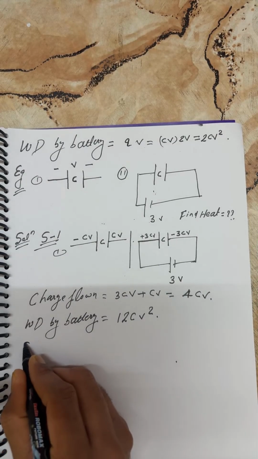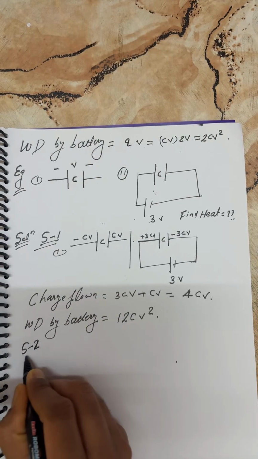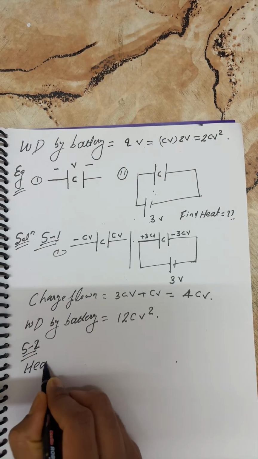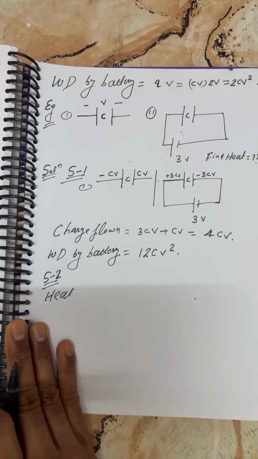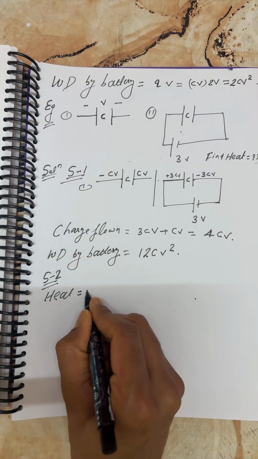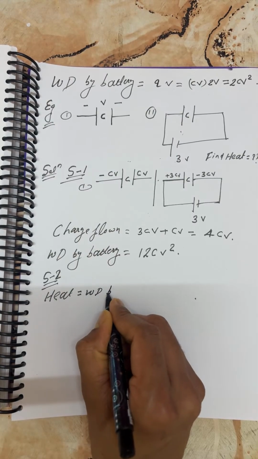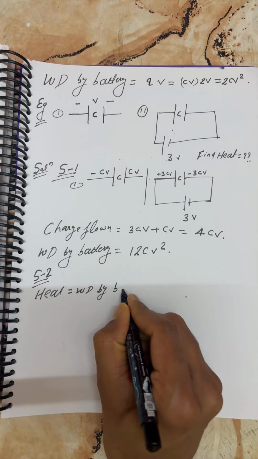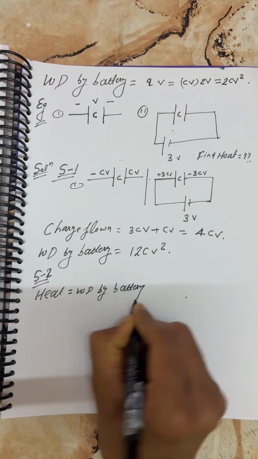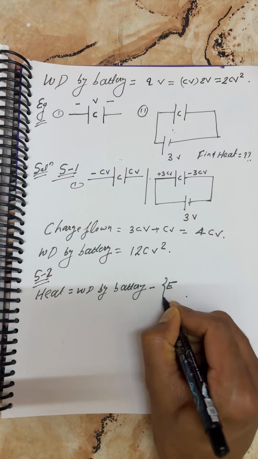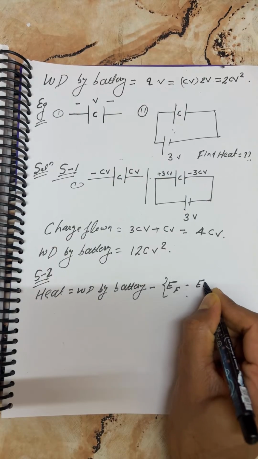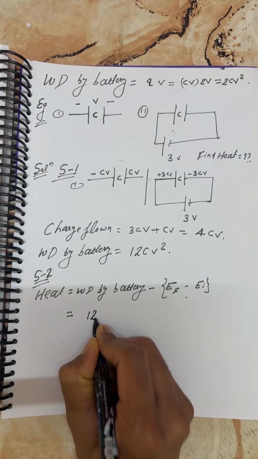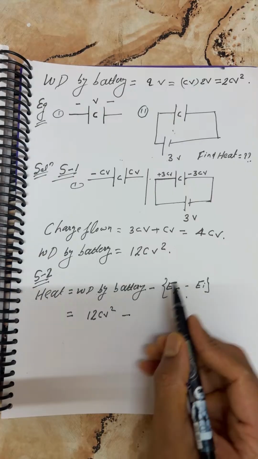Now, students, in step 2 here, step 1 I have done. Step 2, students. Now I wanted to find heat. So what is the formula of heat here? Tell me first. Heat formula, I can say this is work done by battery minus energy final minus energy initial. So work done by battery here I already found, 12 CV square, minus energy final.